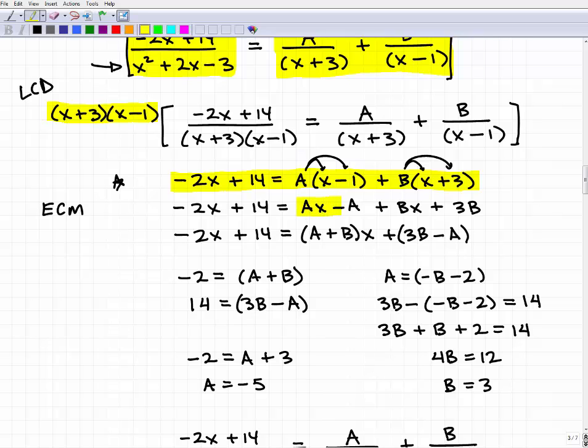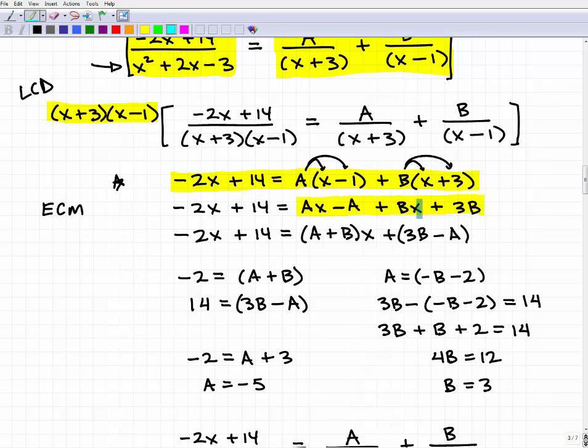I'm going to get Ax minus A plus Bx plus 3B. All right, so really study this just to make sure you understand what's going on. So I'm starting to work on the decomposition side. I'm kind of cleaning things up. Now this is where students really need to understand this. Now we're going to combine like terms.